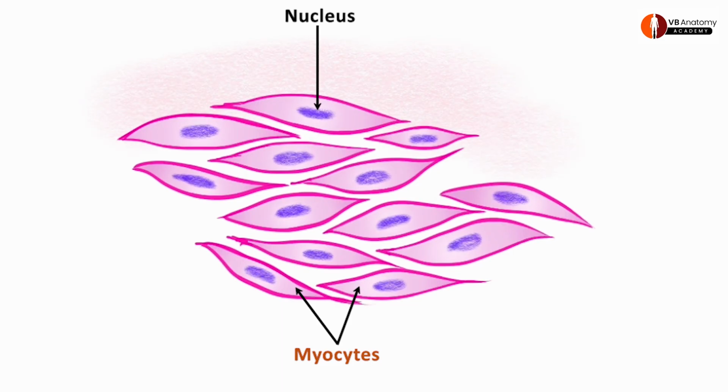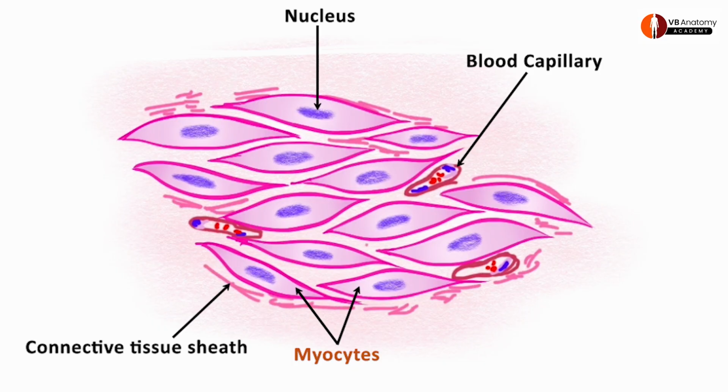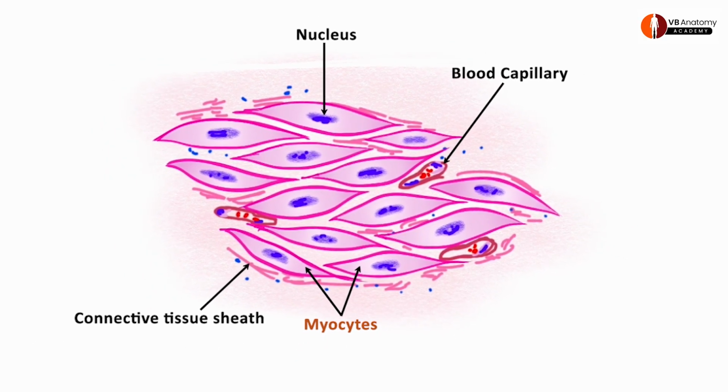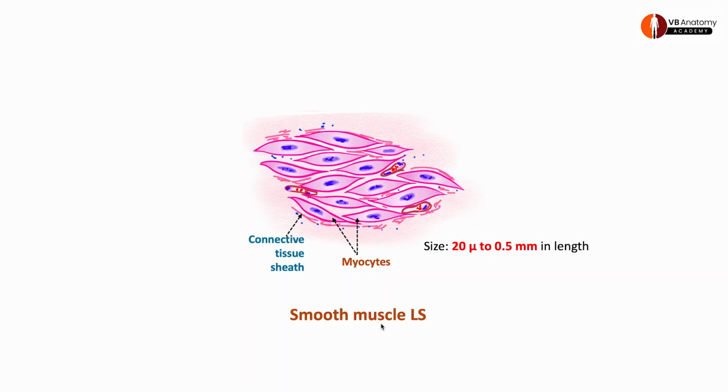They are all enclosed in a connective tissue sheath. So make sure you remember to draw your connective tissue. The blood vessels will be found in the connective tissue. So these are all the connective tissue sheath which are enclosing your smooth muscle, forming smooth muscle bundles or fascicles. Let's label our diagram now. These are the myocytes. This is the connective tissue sheath enclosing it. A cigar-shaped nucleus and blood capillaries in the connective tissue sheath.